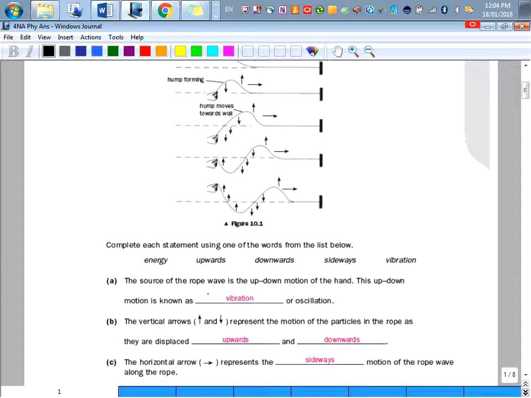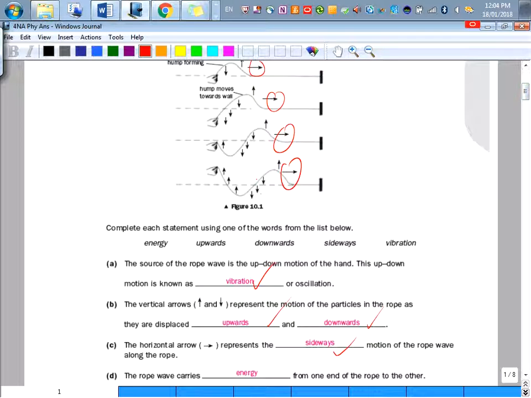The source of the rope wave is the up-down motion of the hand. This up-down motion is known as vibration. So everybody actually got all this correct, vibration. The vertical arrows, just talking about the motion of the particles moving upwards, downwards. And the horizontal arrow represents the direction of the wave. It is moving sidewards. So we see that all these up, down, and left, right, they are perpendicular to each other.